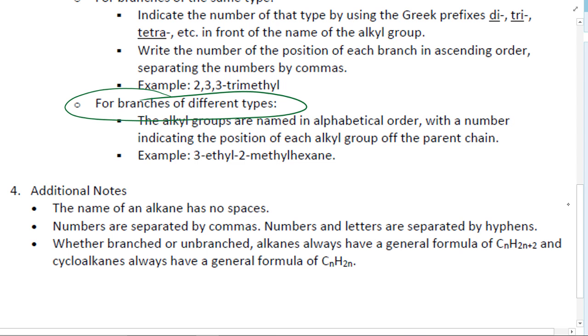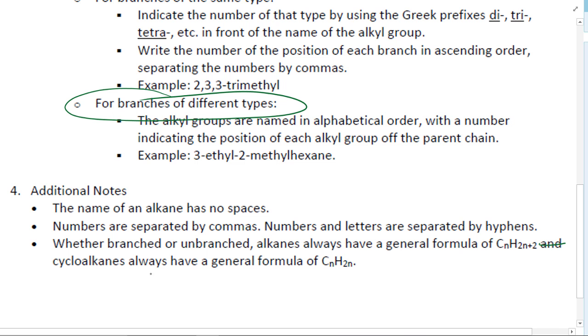First of all, the name of an alkane has no spaces, so we write it out as one word, even if it winds up being super, super long. Secondly, numbers are separated by commas, which we didn't have any numbers next to each other here, but if we did, they'd be separated by commas. Then numbers and letters are separated by hyphens, like we showed here. And whether branched or unbranched, alkanes always have a general formula of CnH2n+2.